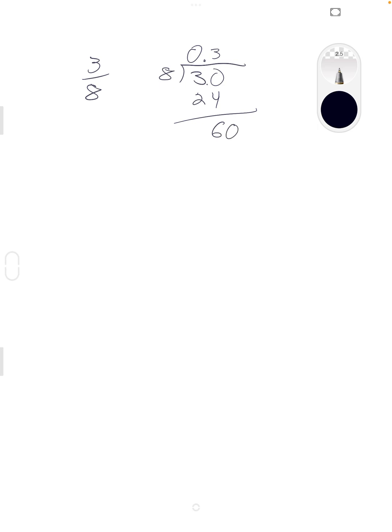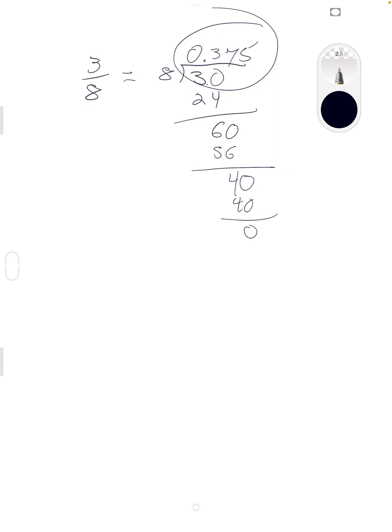But 8 goes into 60 8 times. 8 times 7 is 56 with 4 left over. 8 goes into 40 5 times with nothing left over. Therefore, I am done. That's the answer, 0.375. That's long division. That's how you change a fraction into a decimal.